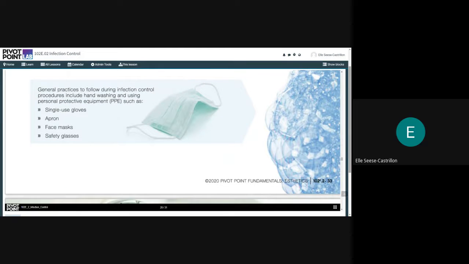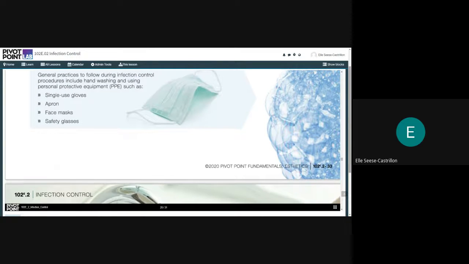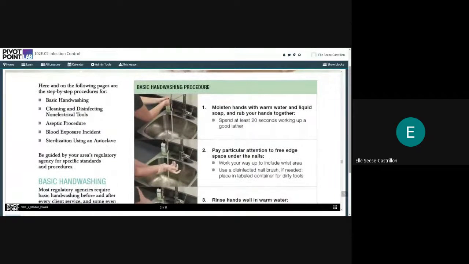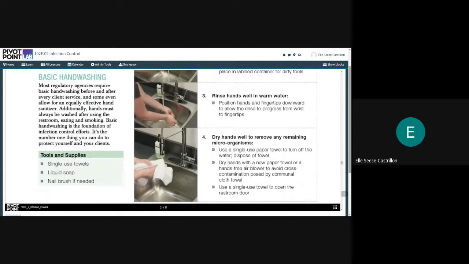General practices to follow during infection control procedures include hand washing and using personal protective equipment such as gloves, an apron, a face mask, or safety glasses. For the basic hand washing procedure, you need to moisten your hands, get them wet, and rub them together with soap and water for 20 seconds, working up a good lather. Pay particularly close attention to the free edge and the space underneath your fingernails. Then rinse your hands in warm water and dry them with a single-use paper towel, use it to turn off the water, and then dispose of the towel. Do not touch the faucet handle again because you are going to contaminate your hands.